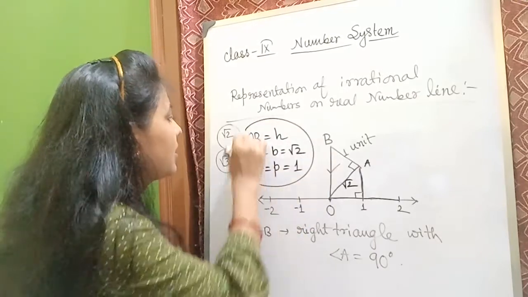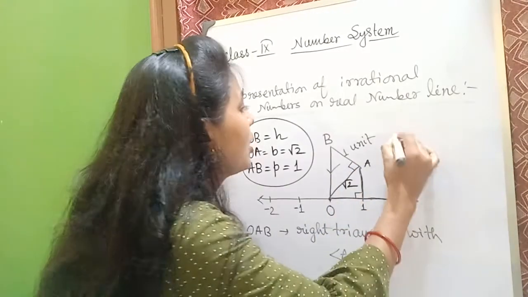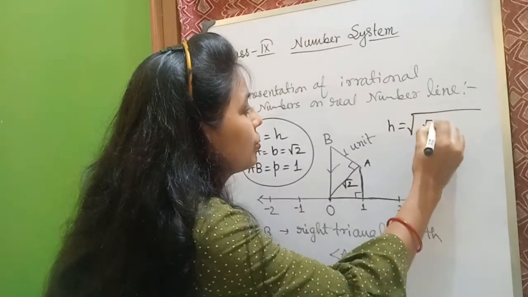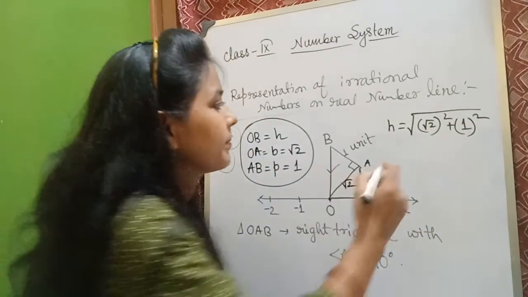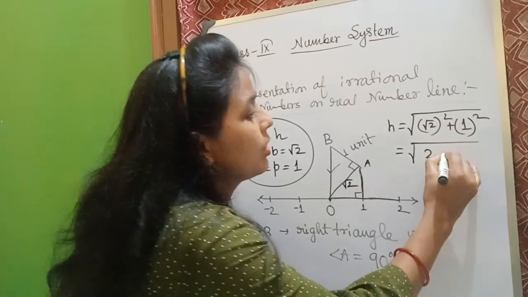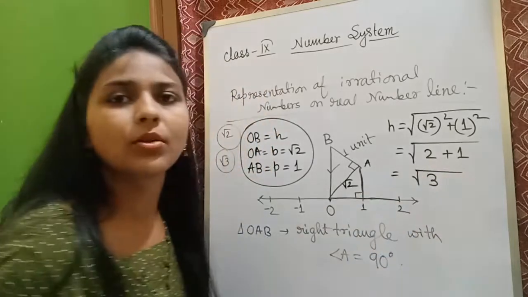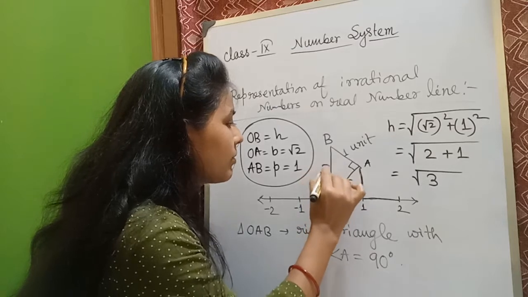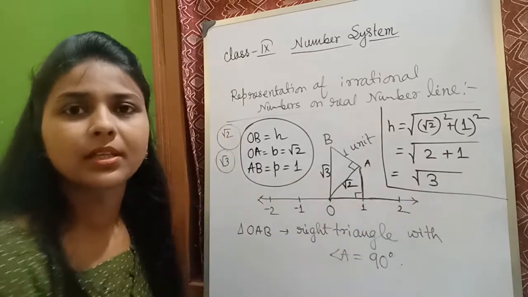So we will use these three in the Pythagoras theorem. H equals the root of root 2's whole square plus 1's whole square. That means the root of 2 plus 1, which ultimately is root 3. So we have got root 3, and H equals root 3 means OB equals root 3.